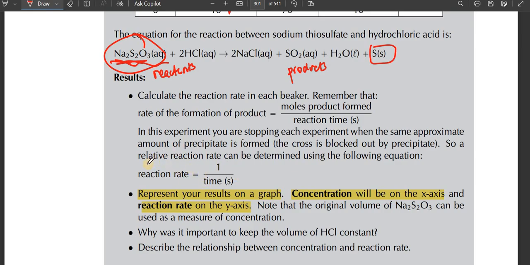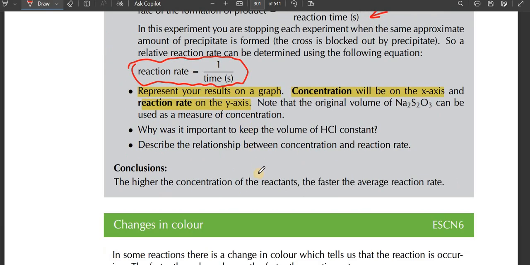So when they measure the reaction rate, this is the formula that they usually use, 1/time. Okay, that will be what they use there, but it's essentially the amount of product that is formed over the reaction time, right? Because the product is the precipitate. All right, so that is it there.